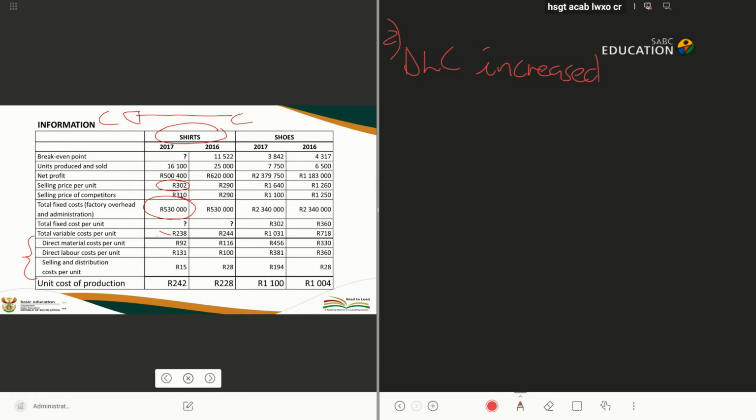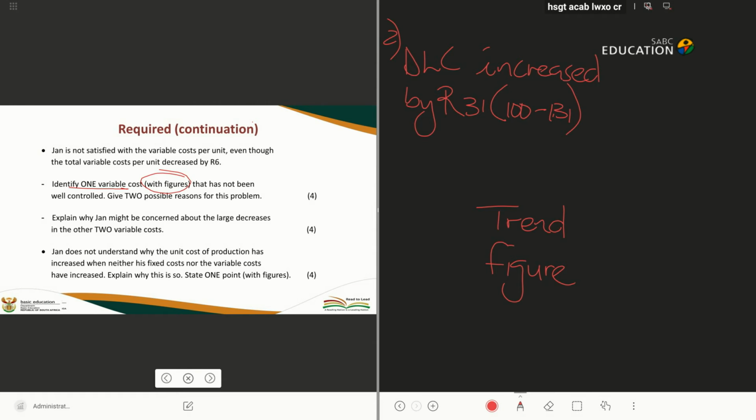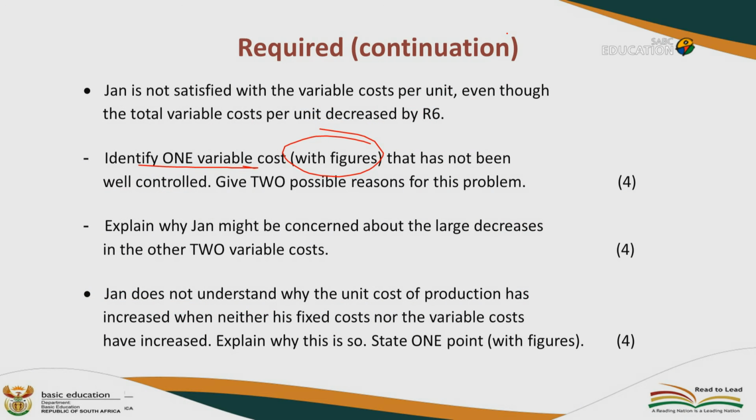Here, my dear learners, it's very important. You talk about the trend, don't forget about the figure. Number 1, it has increased. By how much? It was 100, it is now 131. It means it has increased by 31 rand, from 100 rand to 131. Remember the question, what did they say? They say give 2 possible reasons for this problem. What might be the problem if direct labor increases? It might happen that the union has negotiated an increase for employees.